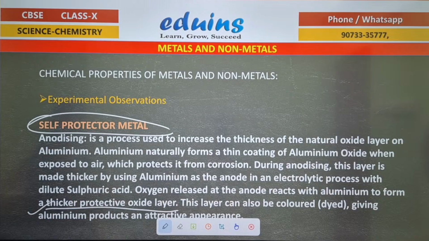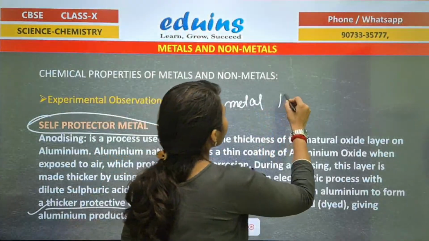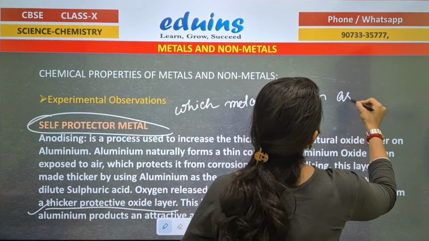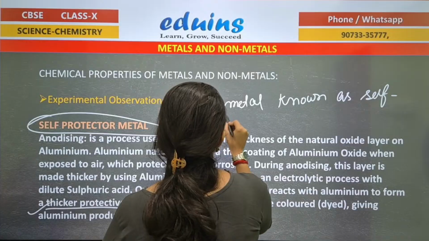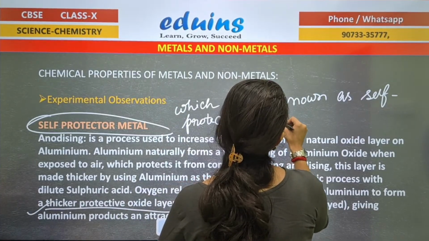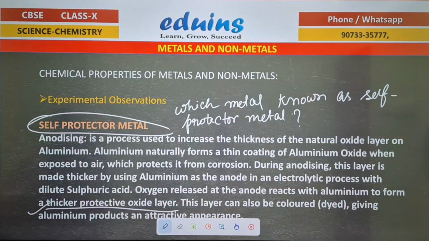So, which metal is known as self-protective or self-protector metal? So now we have the answer, that is aluminium. Okay, this is a common question. Which metal is known as self-protector metal? That is aluminium.